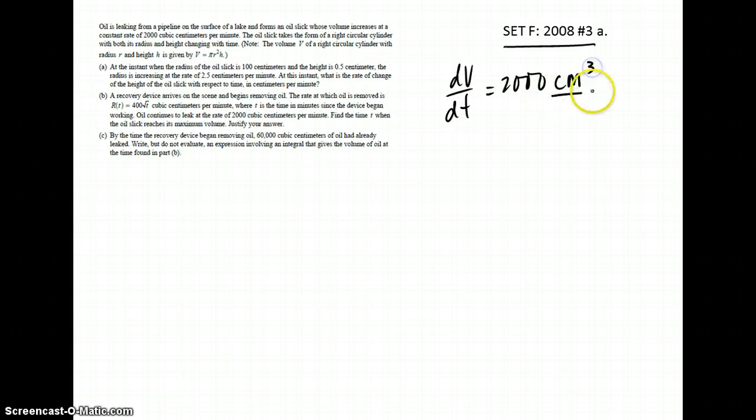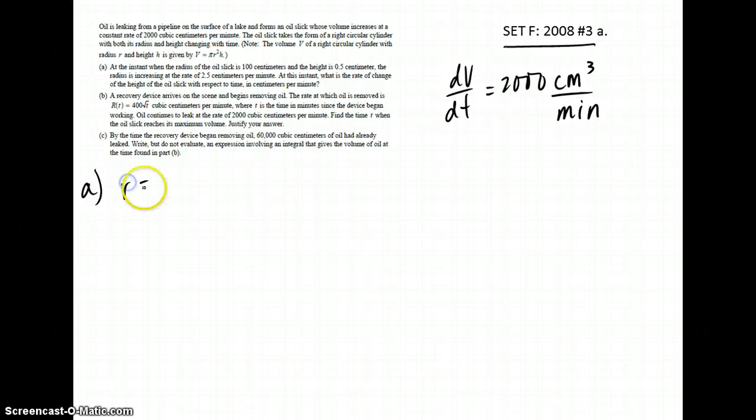All right. Next question from 2008, number 3. Oil is leaking from a pipeline on the surface of a lake and forms an oil slick. The volume increases, so the rate of change of the volume increases at a rate of 2,000 cubic centimeters per minute. Now, I've said this in class before, use your units to guide your answers, and that will be helpful for you. So we're given the rate of change at the instant when these conditions are satisfied.